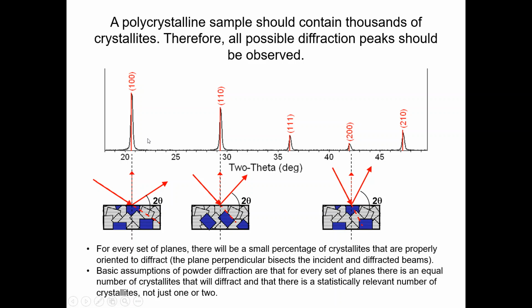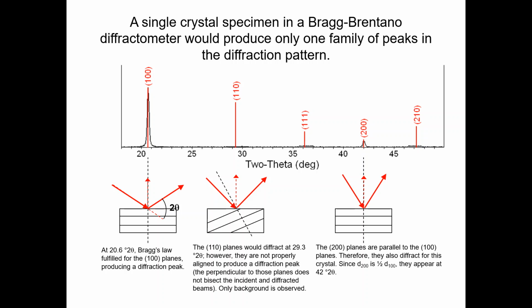Here we have a polycrystalline sample. A polycrystalline sample should contain thousands of crystallites. Therefore, all the possible diffraction peaks should be observed. You know the definition of a single crystal and the definition of a polycrystal. A polycrystal, which we can also call a multicrystal, is a material or sample that contains many crystallites, or many crystals, within the same sample. For that, we should have multiple diffraction peaks within the same XRD pattern. A good example of that you can see here, so you can clearly differentiate between the single crystal and the polycrystal.